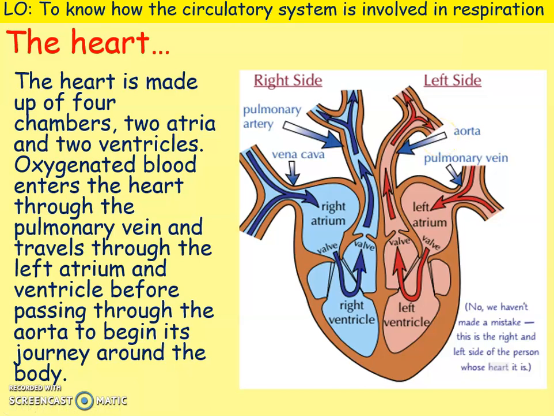Once the blood's been around the body and it's exchanged its oxygen and picked up carbon dioxide, the blood comes back to the heart via the vena cava. So the blood comes in to the right atrium, passes through that valve, down through the right ventricle, up through the other valve, and out to the pulmonary artery, which is going to take blood back to the lungs. This time the blood's deoxygenated, which means it doesn't contain as much oxygen. And so then the blood is able to pick up oxygen and begin its cycle all over again.